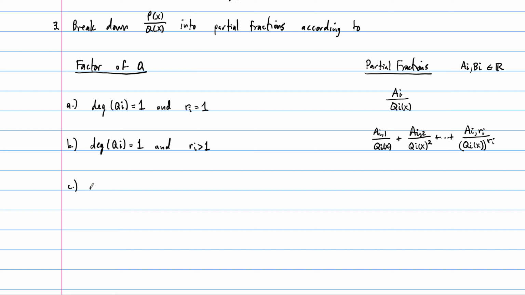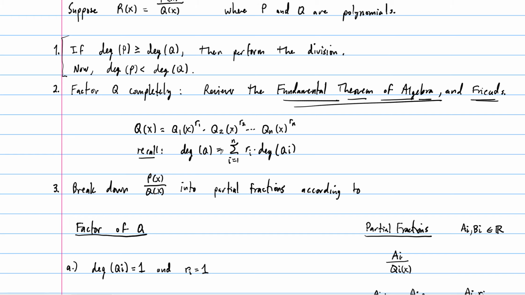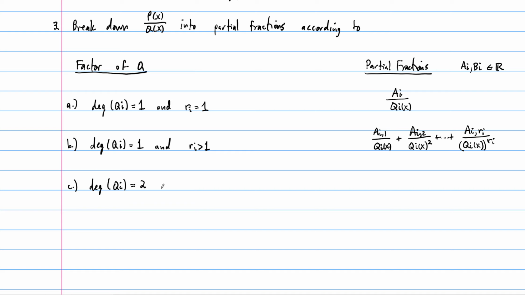Next possibility, what if the degree of our factor is equal to 2? So when you go back and review the fundamental theorem of algebra, you can always factor your denominator polynomial into linear and quadratic terms, okay? So in this case, let's say, all right, well, what if this is multiplicity 1? Well, in this case, because this is a quadratic denominator now, we actually need the possibility at least of a linear numerator.